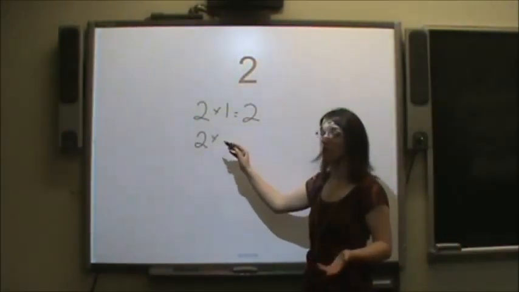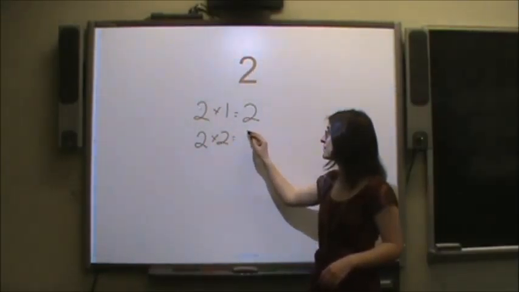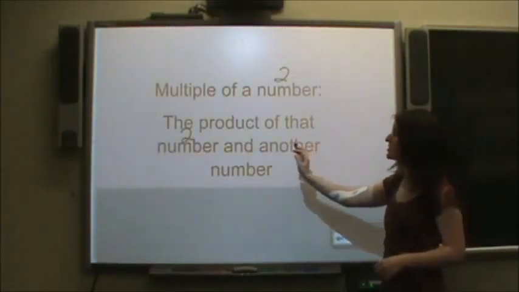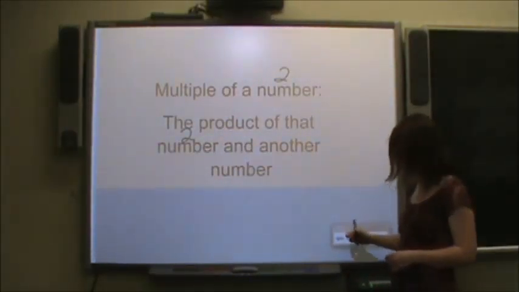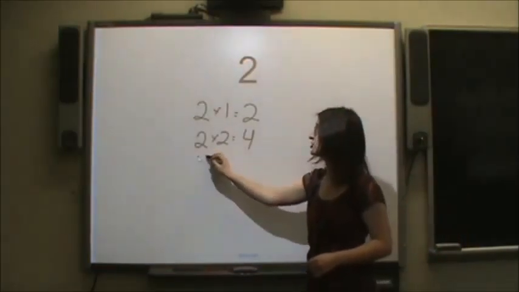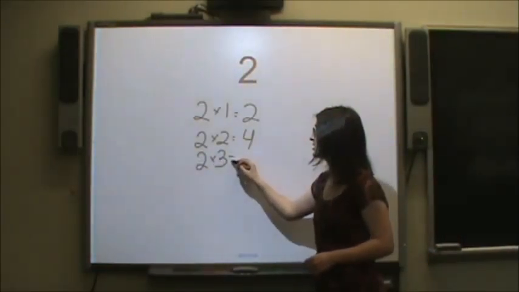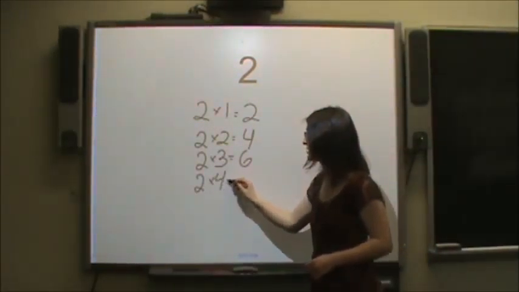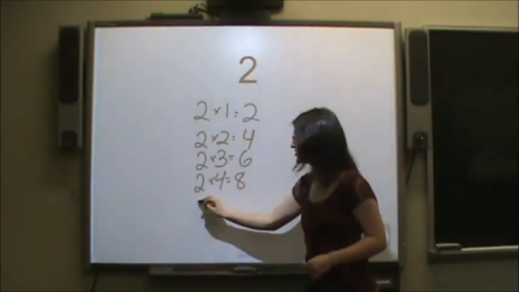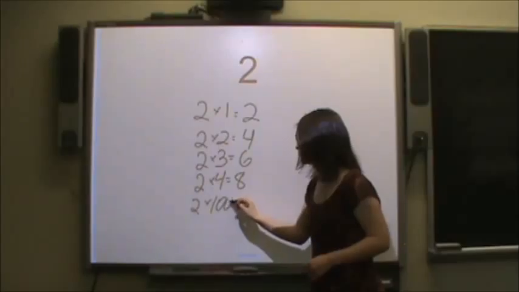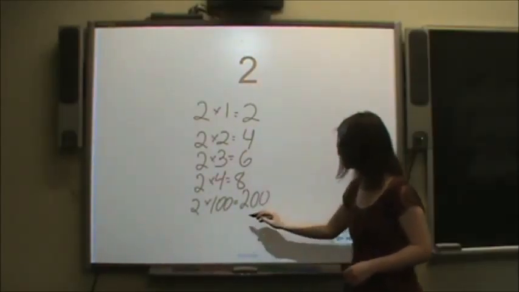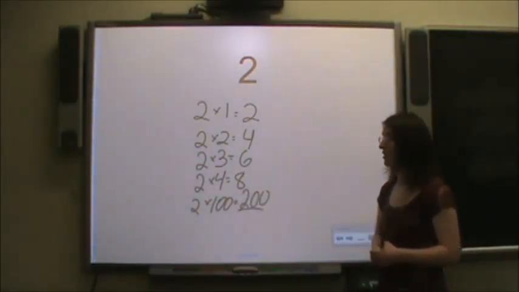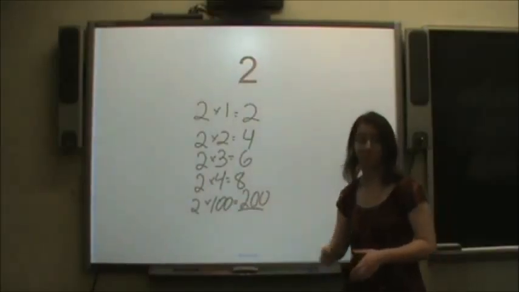2 times another number, let's go with 2, equals 4. 4 is another multiple because it's the product of 2 times another number. Let's do another one. 2 times 3 equals 6. 6 is another multiple. 2 times 4 equals 8. I could even do 2 times 100 equals 200. That's also a multiple of 2. So anytime you multiply a number times another number, you're going to find a multiple of that number.